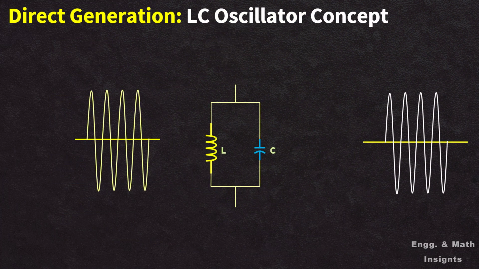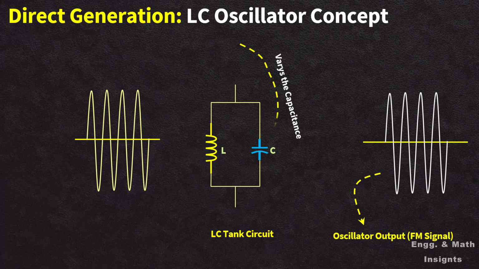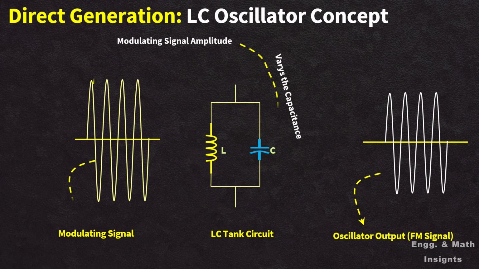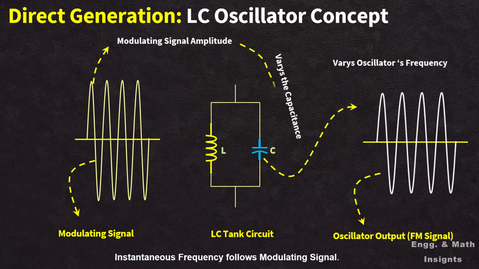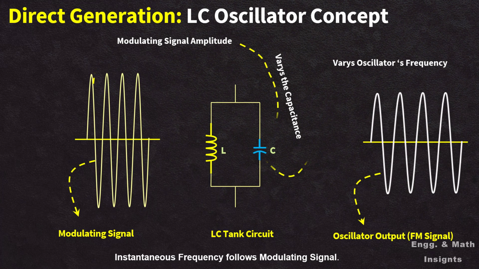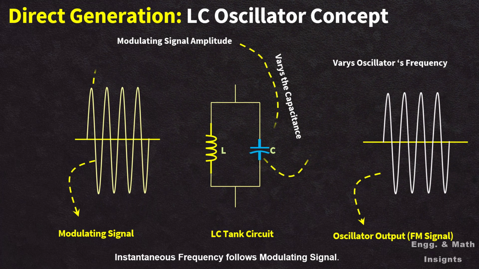The LC oscillator method of generating the wideband frequency modulated signal is based on a very simple but powerful idea. If the frequency of the oscillator depends on its tank capacitance, then by making this capacitance vary in step with the modulating signal, the oscillator's frequency will also vary accordingly. This variation of oscillator frequency with the input signal produces a wideband frequency modulated signal right at the oscillator's output.